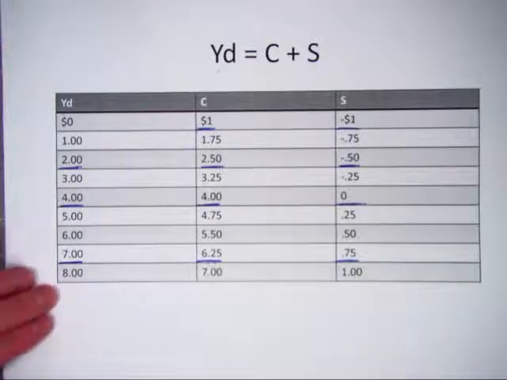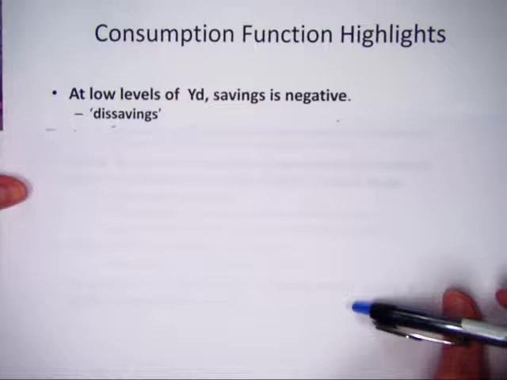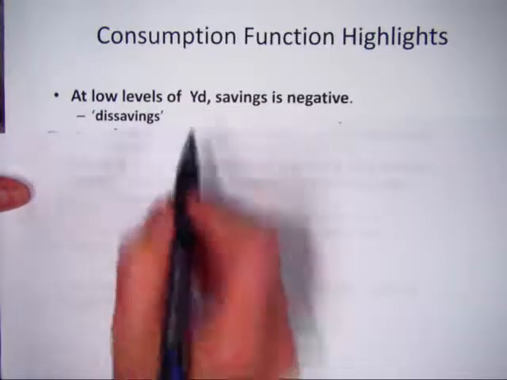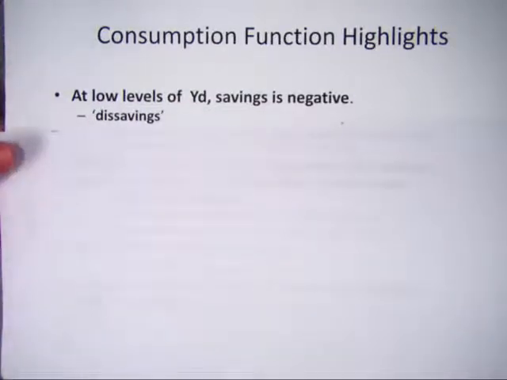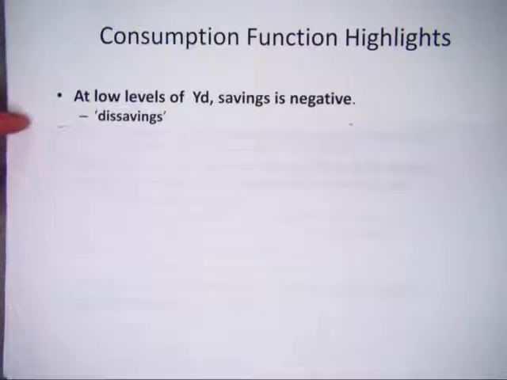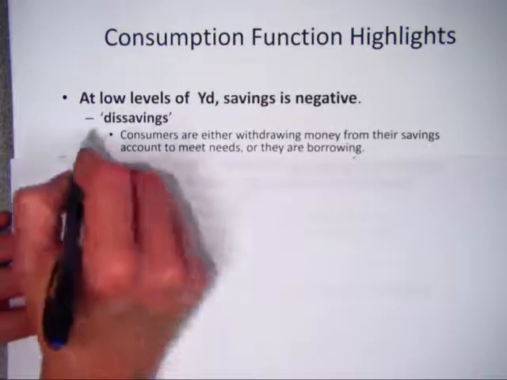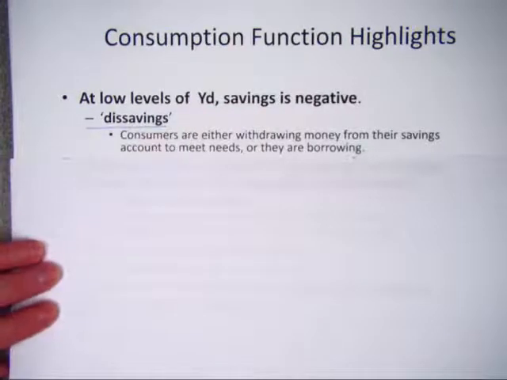So that's a table. Let's just give you some notes that highlight some of the things that we learned by going through that table. At low levels of disposable income, YD, savings is negative. And you saw that when disposable income was less than $4. We saw negative savings rates. What does that mean? That means consumers are either withdrawing money from their savings accounts to meet needs, or they are borrowing. So at low levels of disposable income, we see this thing going on, dissavings.